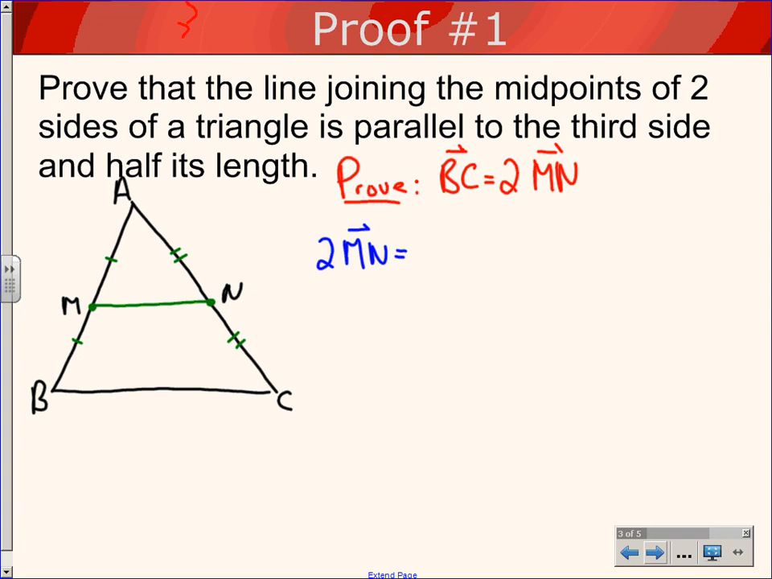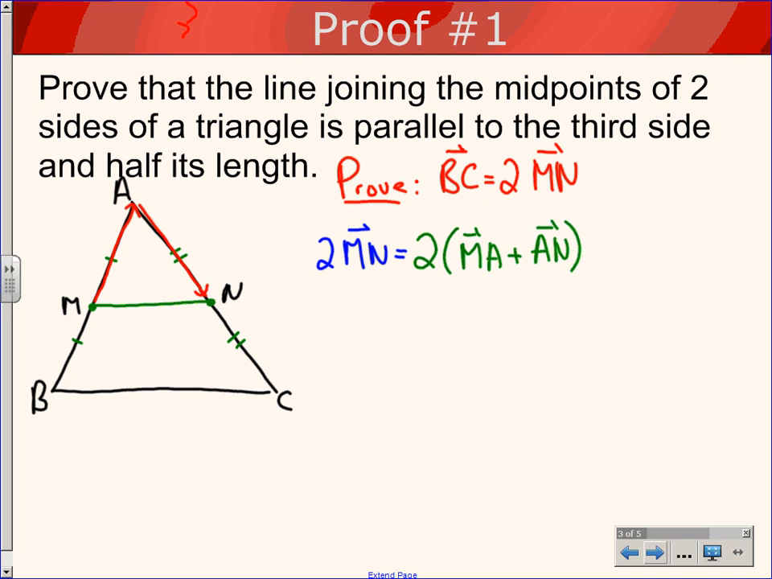So first thing we can do, we've started with something relatively small. We've got two vector MNs. What I'm thinking is let's change vector MN into the sum of something. So what I'm going to try is I'm going to take vector MN and make it into those two vectors, MA and AN. So I'll write it this way. In brackets, MN is changing into MA plus AN.